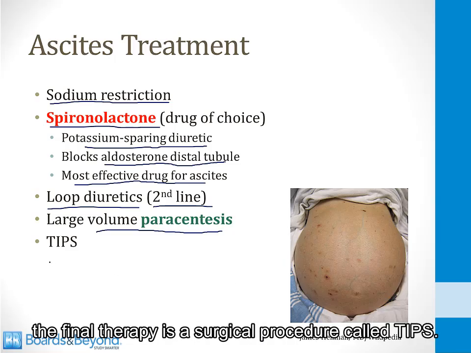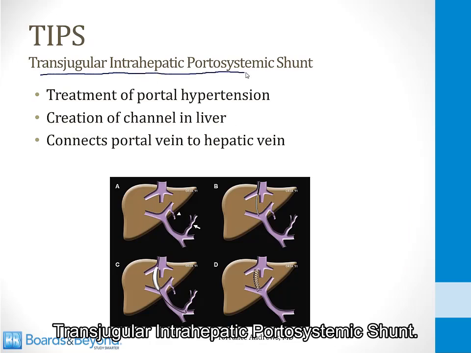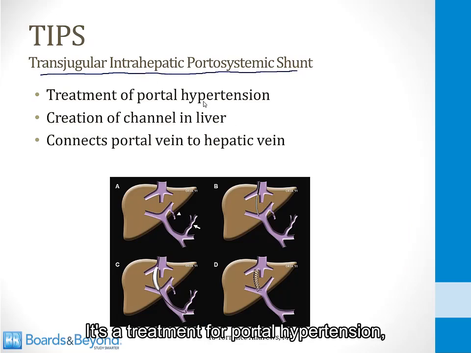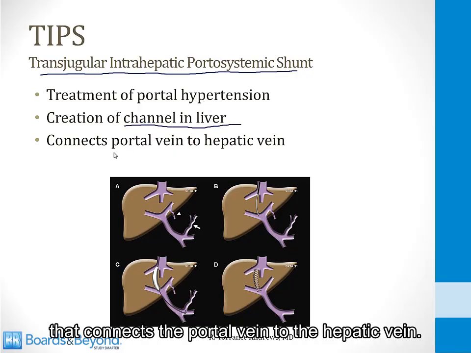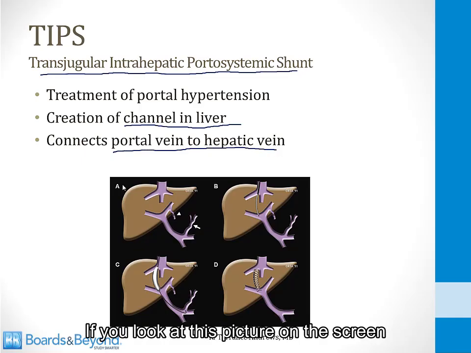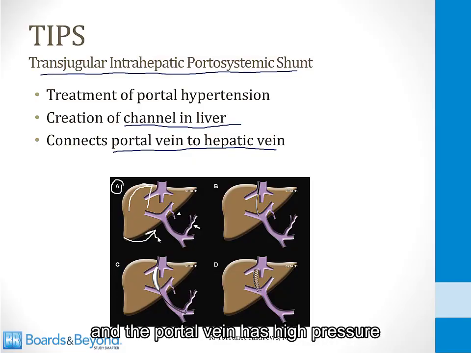Beyond these therapies, the final therapy is a surgical procedure called a TIPS. TIPS stands for transjugular intrahepatic portosystemic shunt. It's a treatment for portal hypertension that involves creating a channel in the liver that connects the portal vein to the hepatic vein. If you look at this picture on the screen, in the top left corner, image A, we see the hepatic vein at the top and the portal vein at the bottom, and the portal vein has high pressure from cirrhosis of the liver.